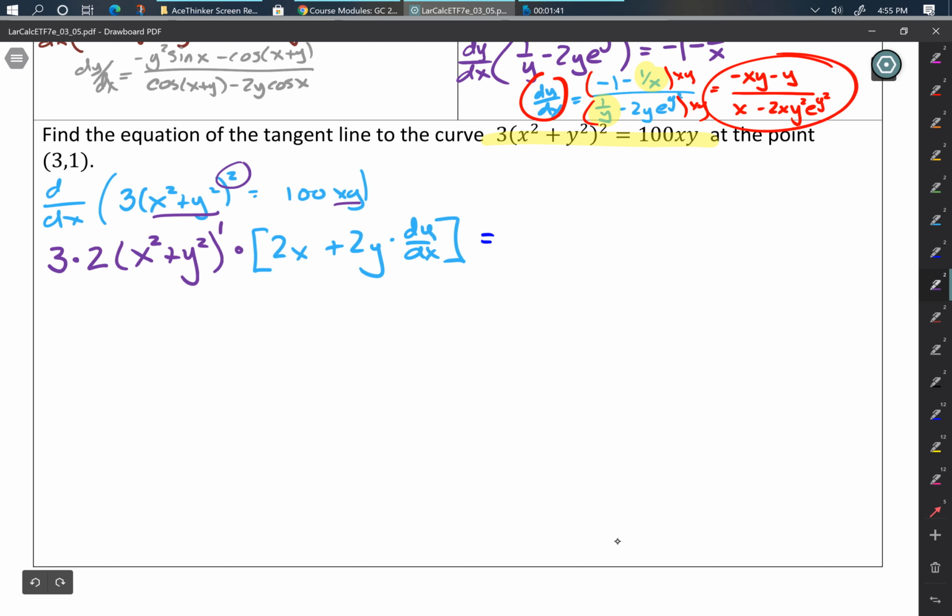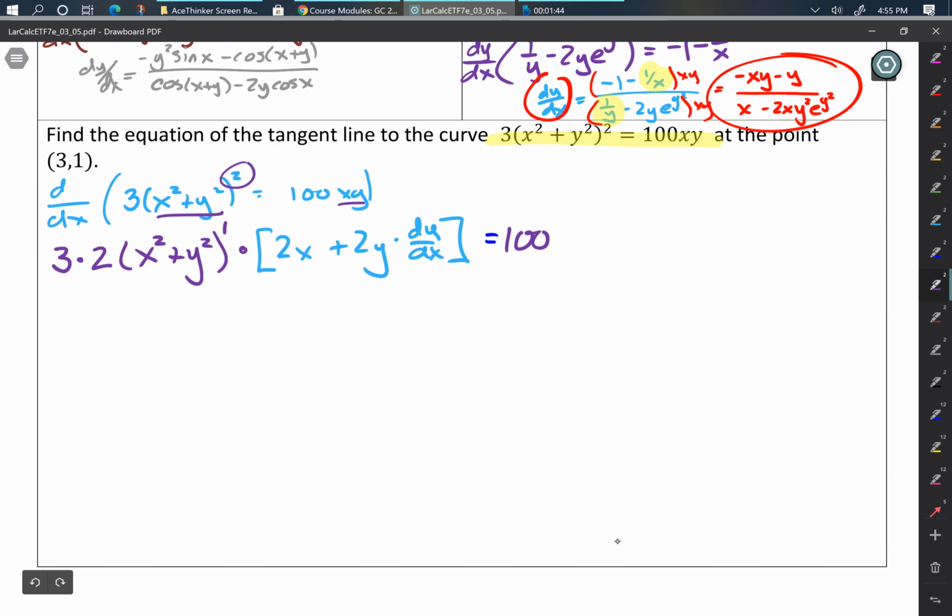Right hand side, we're going to have 100 times, derivative of the first is 1, times the second, which is going to be our dy/dx, plus the first one, x. Whoops, I made a mistake there. That's the derivative of x times just plain old y, plus then x times the derivative of y, which would be our dy/dx.